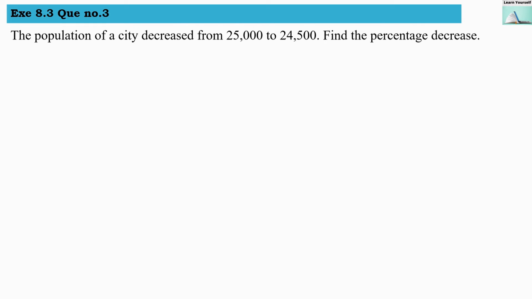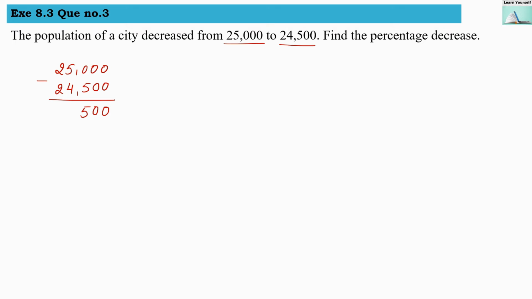Exercise 8.3, question number 3. The population of a city decreased from 25,000 to 24,500. Find the percentage decrease. So first, the population was 25,000. It has been decreased to 24,500. So once we subtract these two, we will get to know how many people were less when the population decreased. So here we got 500 people less when the population was decreased.